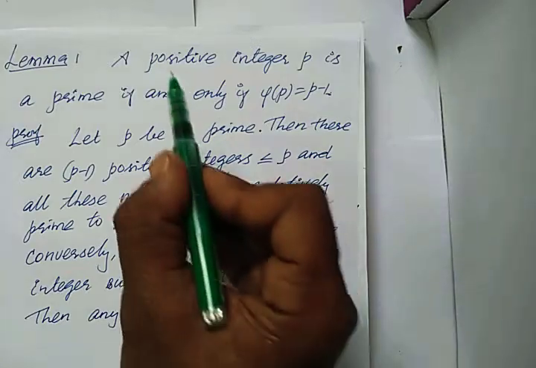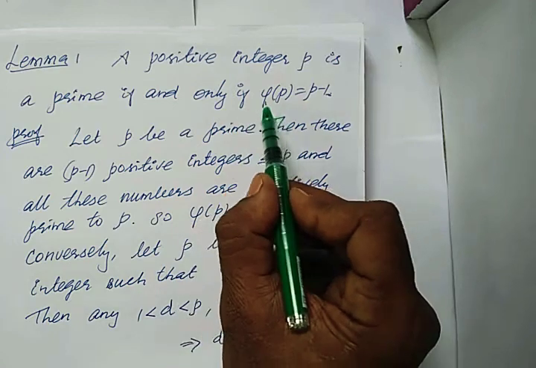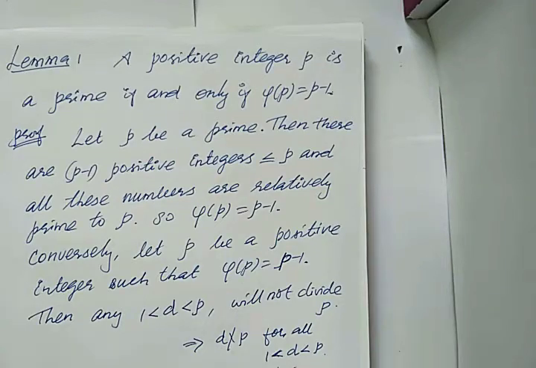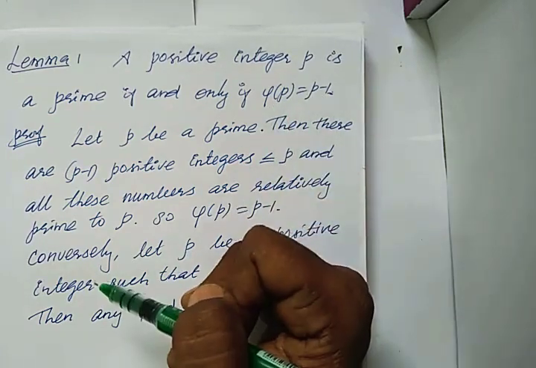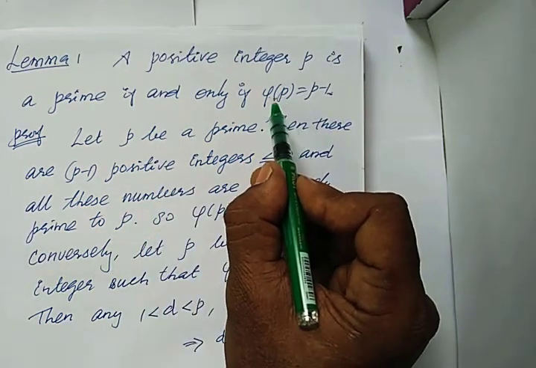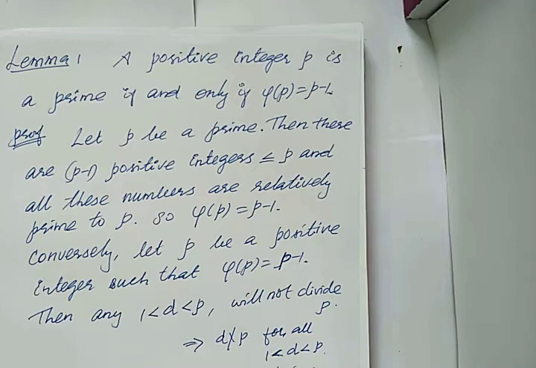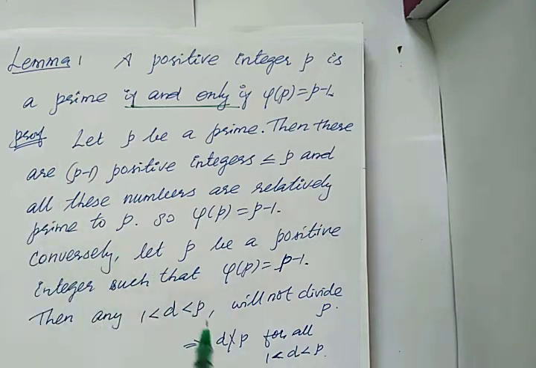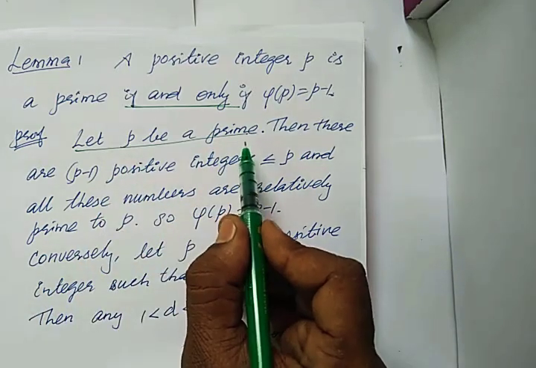Now let us see a simple lemma. A positive integer p is a prime if and only if phi of p is equal to p minus 1. A simple proof. If p is a prime number, then phi of p is equal to p minus 1. If for some p, phi of p is equal to p minus 1, then that p must also be a prime number. It is an if and only if proof. So let us prove it in the first way. Let p be a prime number.